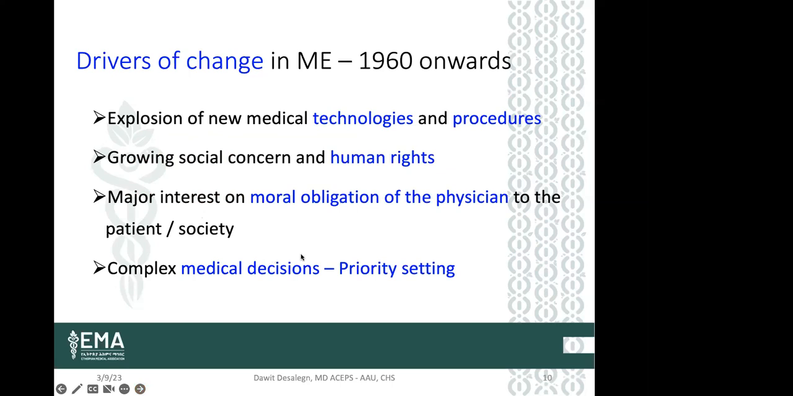Over the last 5 or 6 decades, there have been big drivers of change in medical ethics and in how we as care providers think. This is mainly because of the explosion of new medical technologies and procedures, growing social concerns related to human rights, and the moral obligation of care providers to the patient or even to the society. Globally, we are currently facing complex medical decisions, particularly on priority setting: what care should be provided and what can we forego. During this decision making, communication with individuals and with society becomes a challenge.